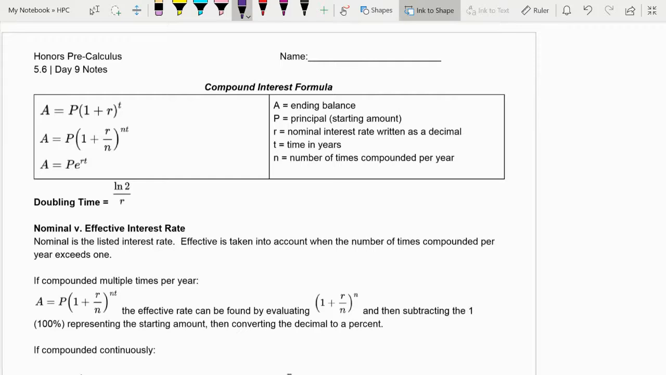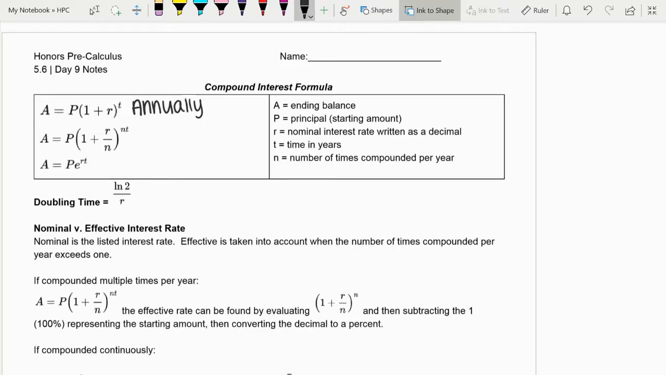So our three equations that we're going to be using, first we have A is equal to P, so the ending balance is equal to the principal times 1 plus the rate raised to the power of time. So this is when we are talking about something being compounded annually. And you have probably seen this in your past algebra classes.